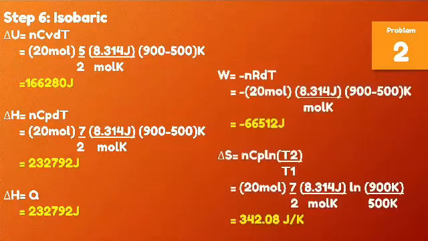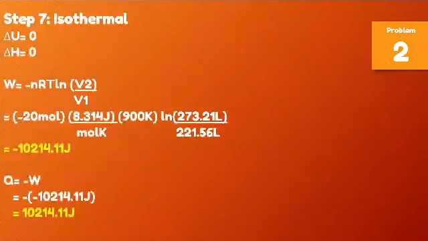The formula of W in isobaric is negative nRdT, and now let us substitute the given. Negative 20 moles times 8.314 joules per mole K times 900 minus 500 K, and it equals negative 66512 joules. Delta S is equal to nCp ln of T2 over T1, and then substitute 20 moles times 7 halves times 8.314 J per mole K times ln 900 K over 500 K, and it equals 342.08 joules per Kelvin.